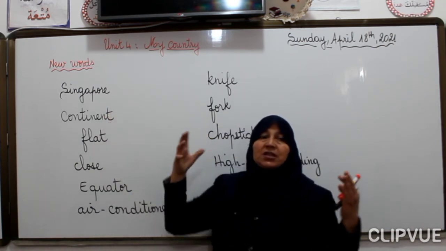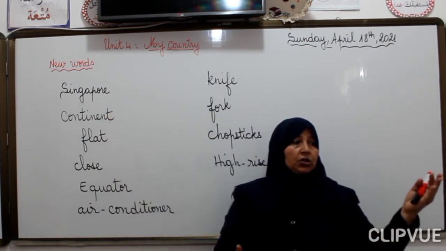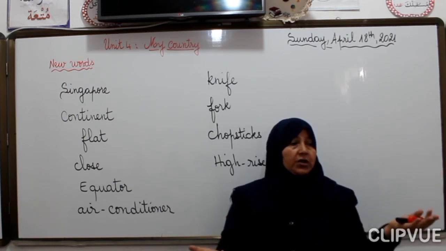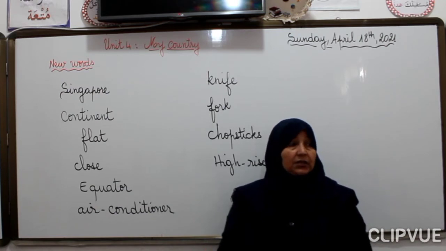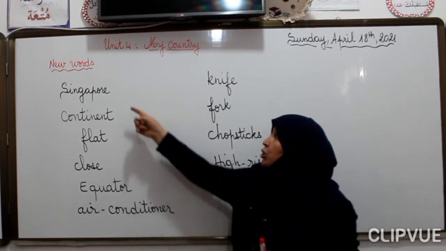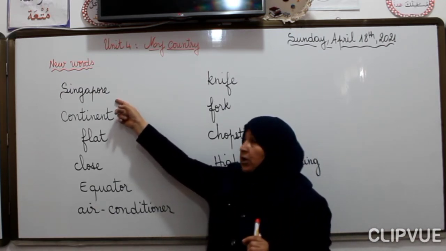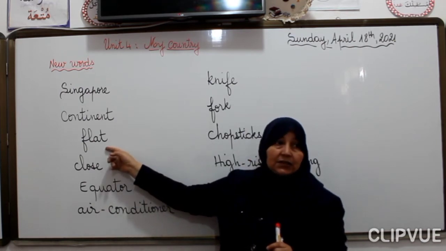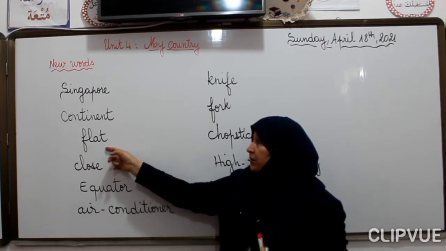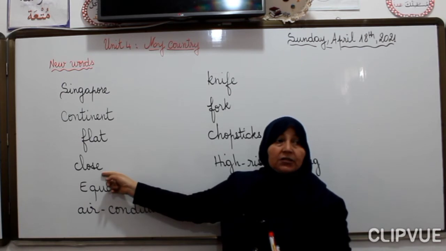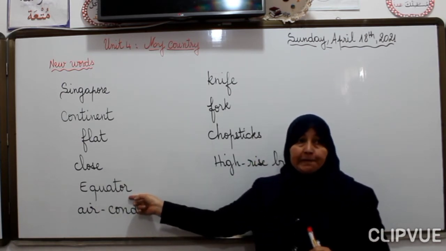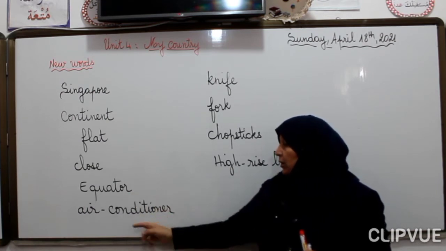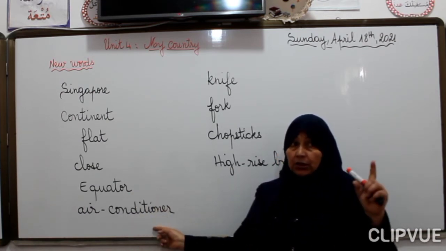Who can say what Singapore is in English? It's a country. Where is it situated? What continent? Asia. It's an Asian country. What is a flat? It's an apartment. What's close? Near. What's equator? Okay. What's air conditioner in English?